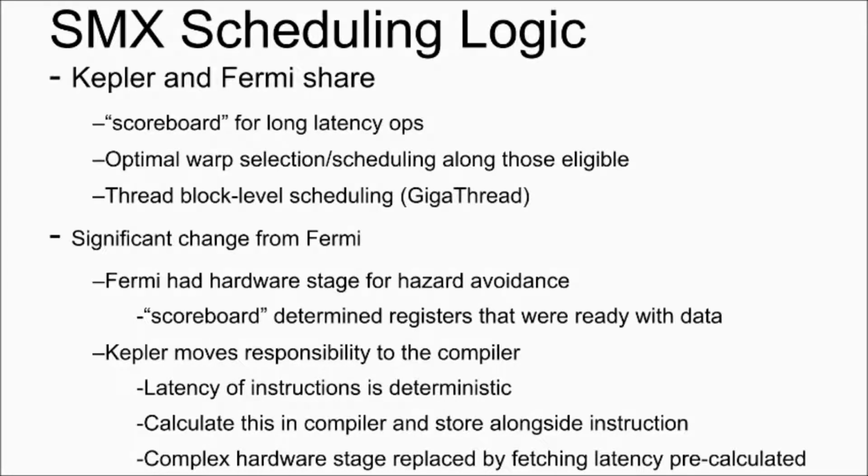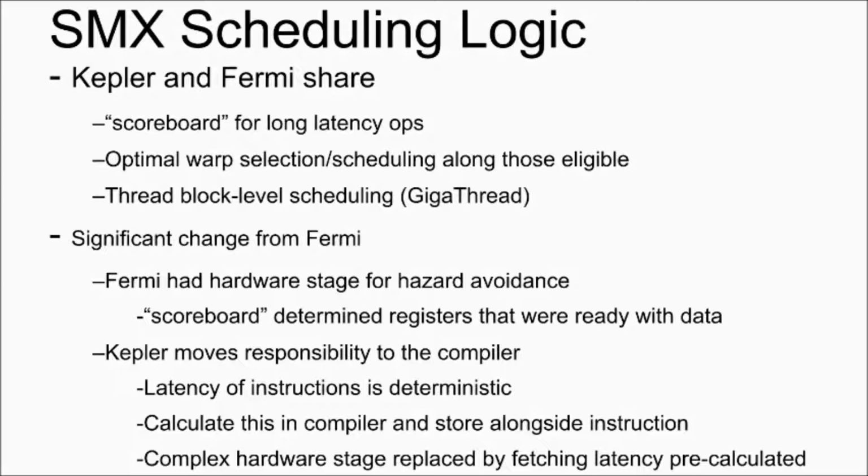Now I wanted to touch on some of the scheduling features of the SMX and a little bit on how it was improved in Kepler from previous architectures. First, it has a common scoreboard methodology, which it shares with its predecessor, that it used for long latency operations, determining which will take the longest and shortest times to execute. Amongst those that are eligible on the board, an attempt is made at optimal warp selection to obtain the highest performance possible. The gigathread object we saw in the original high-level diagram assigns the warps to the various SMXs.